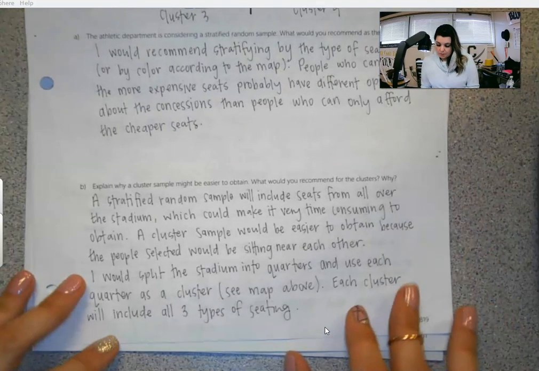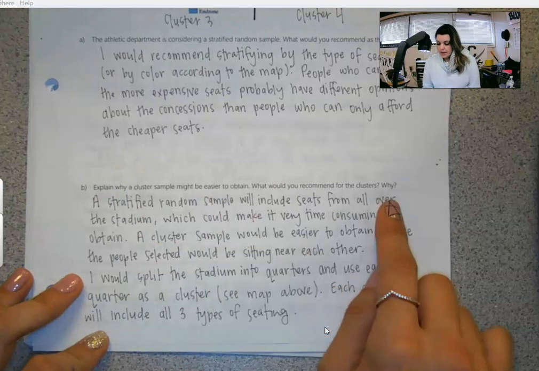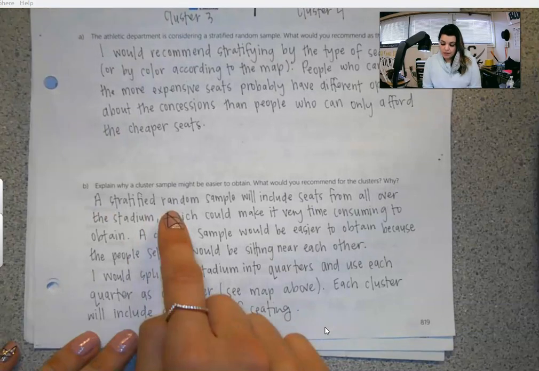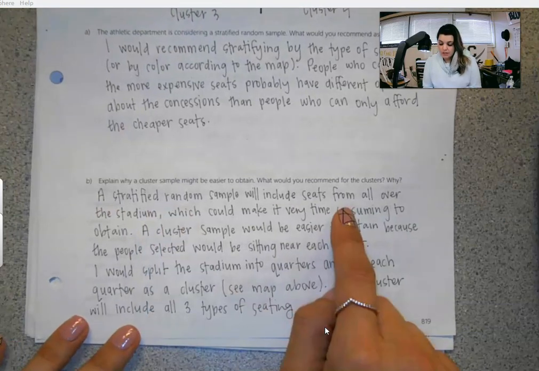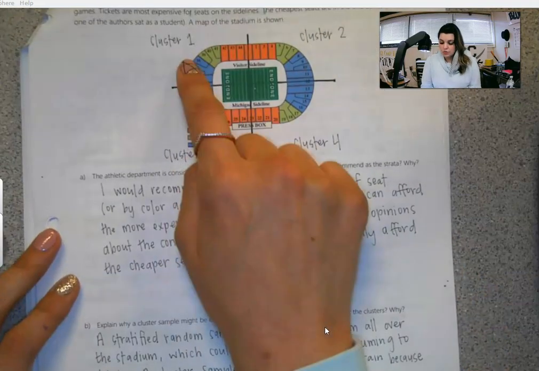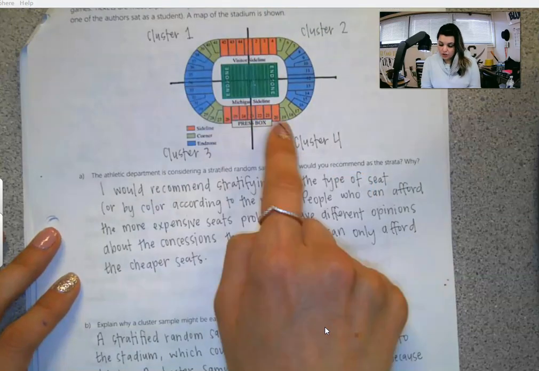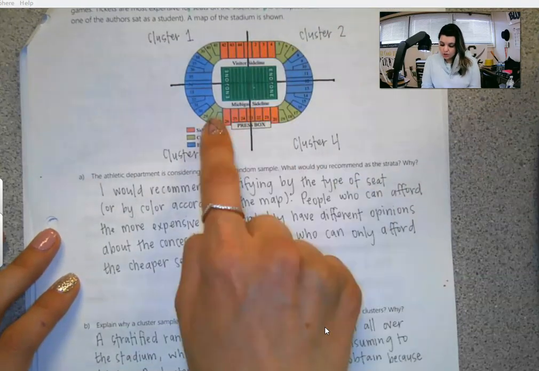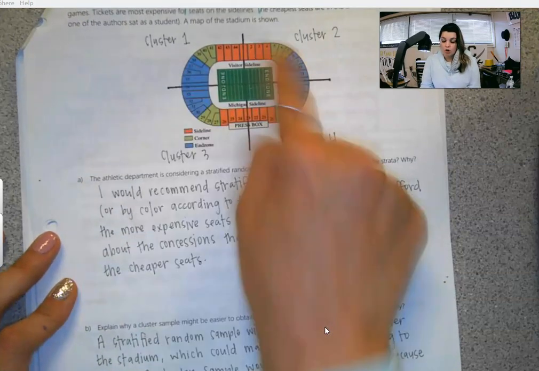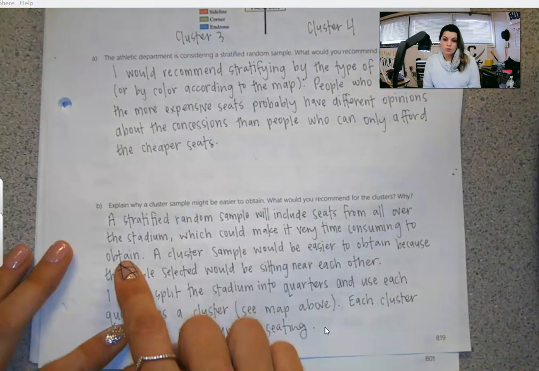A cluster sample might be easier to obtain. We'll actually explain why and what would you recommend as clusters. Well, if we do a stratified random sample, it will include seats from all over the stadium. So we might choose 2 from each color. We could have gotten 42, 20, 6, 28, 33, and 9, and you would have to be going all over the stadium. That could make it very time-consuming to obtain.